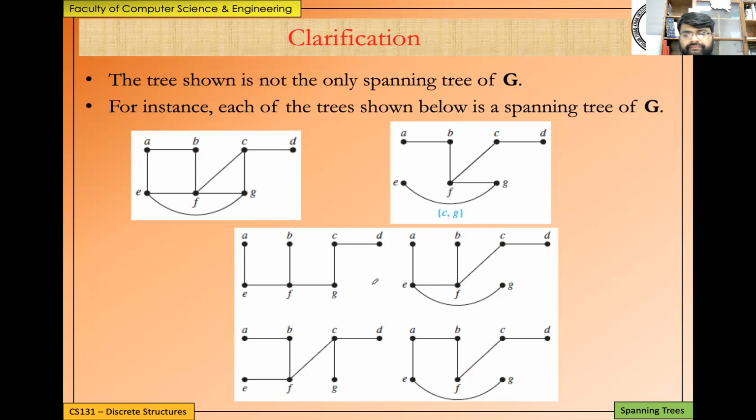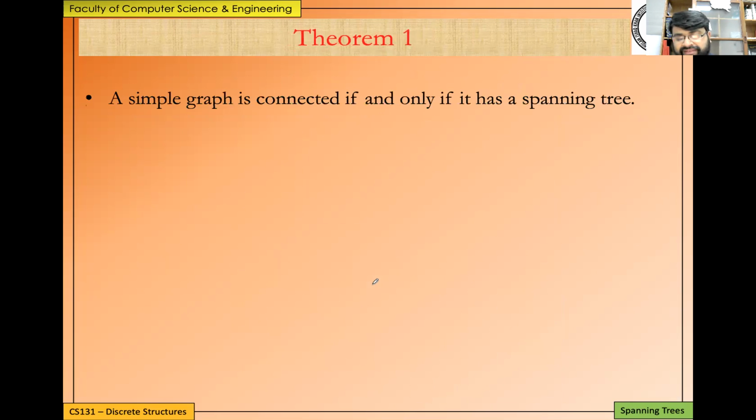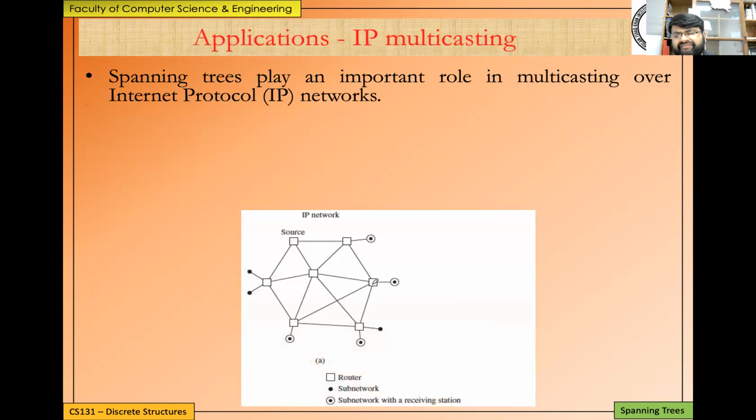So the first theorem is that a simple graph is connected if and only if it has a spanning tree. And of course, a simple graph is said to be connected if and only if it has a spanning tree. If it has a spanning tree, then automatically the simple graph is also connected, because it's an if and only if. And there are various applications of spanning trees.